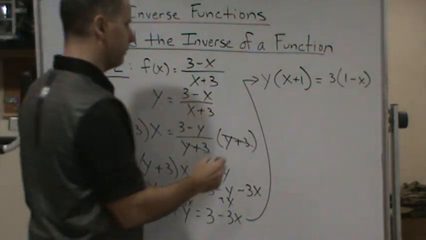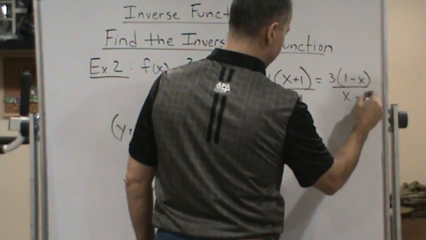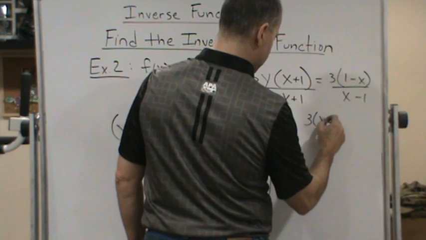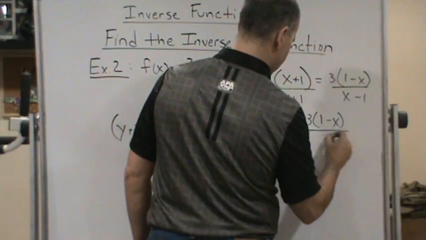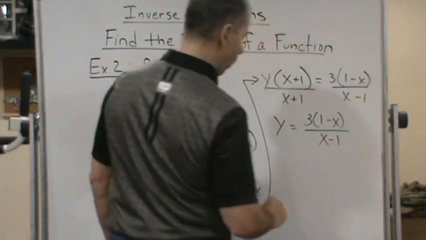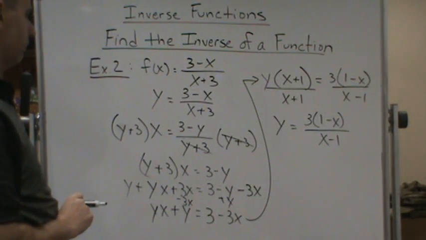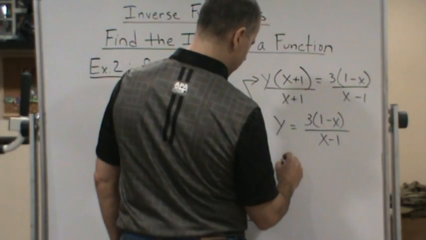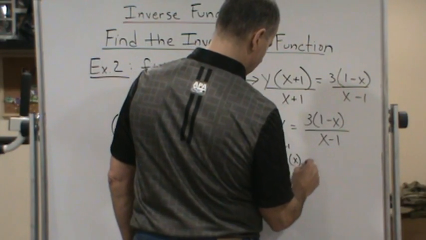And now look at that. All I have to do is divide both sides by x plus 1. And I get y equals 3 times (1 minus x) divided by (x minus 1). And now I'm going to replace y by f inverse of x.